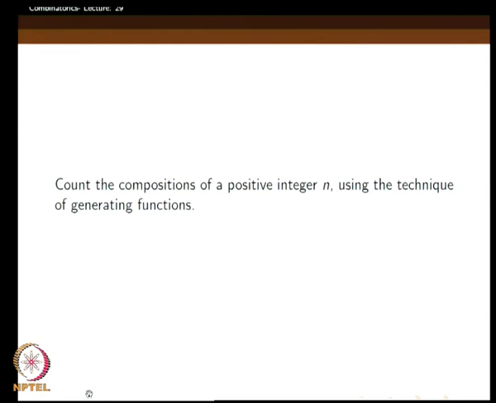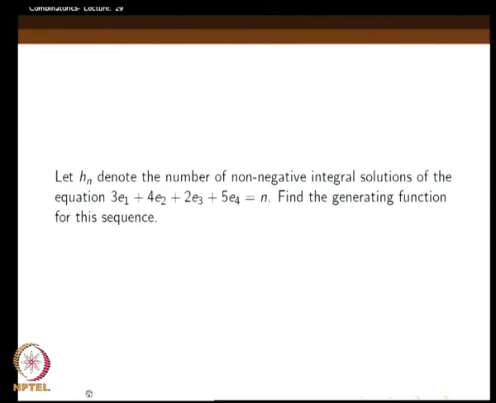And now let us look at another example. So, what about compositions of this form? Let Hn denote the number of non-negative integer solutions of the equation 3 times E1 plus 4 times E2 plus 2 times E3 plus 5 times E4 is equal to n. Find the generating function for this sequence.